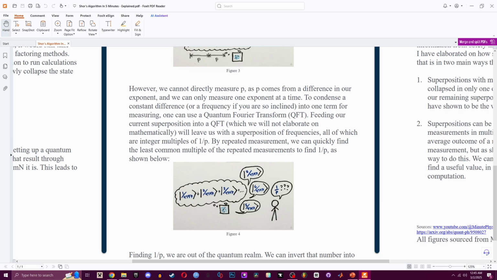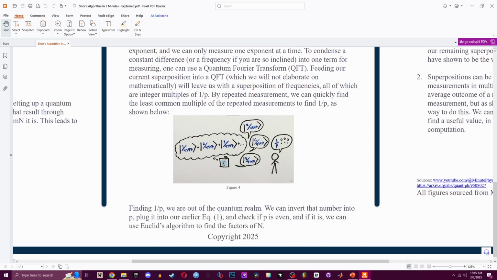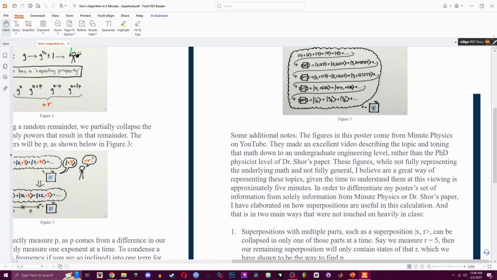And essentially we can just measure this a bunch and come up with a least common multiple, and that's going to be our 1 over p. Get out of the quantum realm, invert that into p, plug it in, check it. If it doesn't work, run it again. Super quick. You can run it as much as you want. And we have found factors of n. We've broken the encryption. Congratulations.